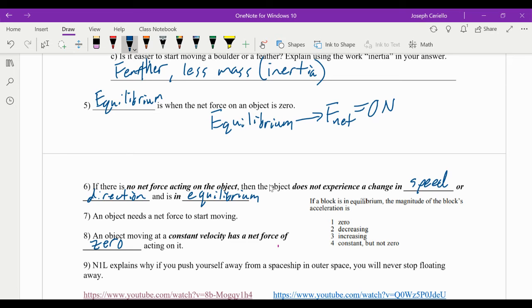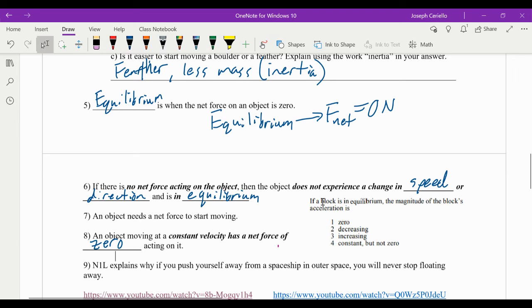So let's say you are driving down the highway, going 60 miles an hour in a straight line. There are a lot of forces acting on you. There's friction, there's air resistance, there's gravity, there is the force of the road pushing your car upward. There's a lot of forces there. But if you're at constant velocity, all of those forces cancel each other out. All of them. So the net force in that case would be 0 and you would be in equilibrium.